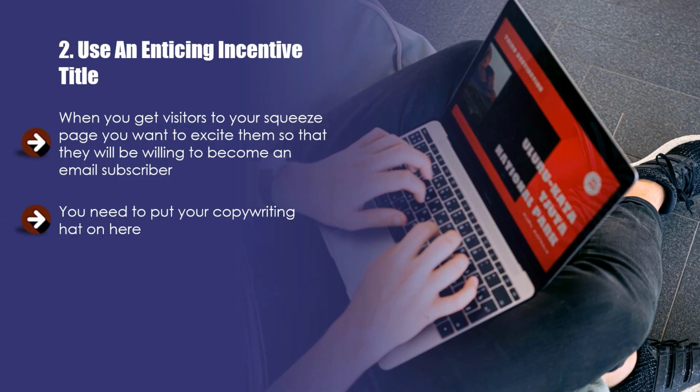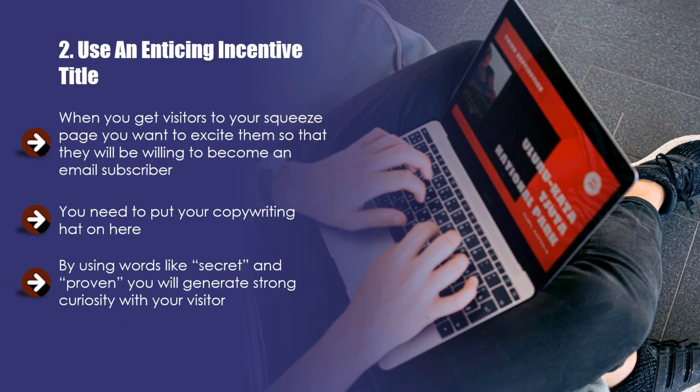Let's stick with our example of a traffic generation incentive here. Something like "7 proven traffic generation secrets" is far more appealing than "generate more traffic to your website." By using words like "secret" and "proven," you will generate strong curiosity with your visitor. You want them to feel that they will be missing out if they do not get your incentive. Imagine that you are selling the incentive. Make the title as persuasive as possible.